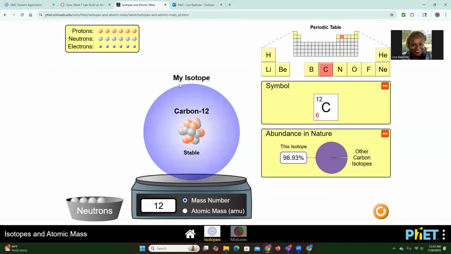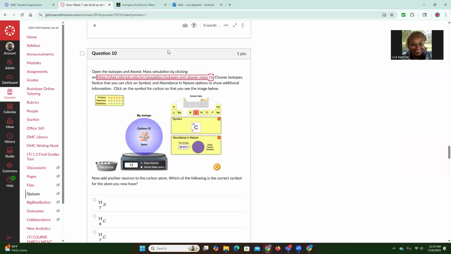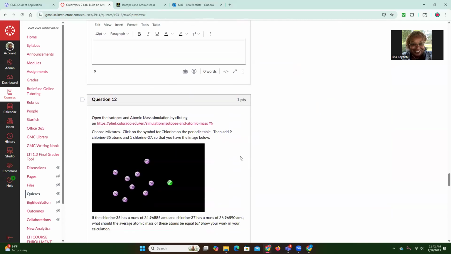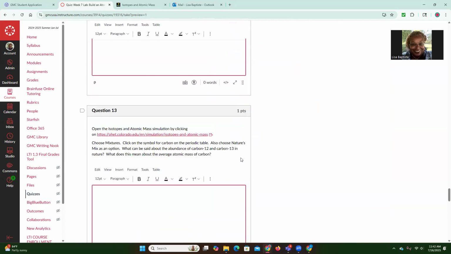When we're talking about isotopes, the two things that change are the number of neutrons and the mass number. Those are the two things that are going to change. The number of protons and the number of electrons remain the same. You're going to go through and answer the questions based on isotopes for these next few problems.